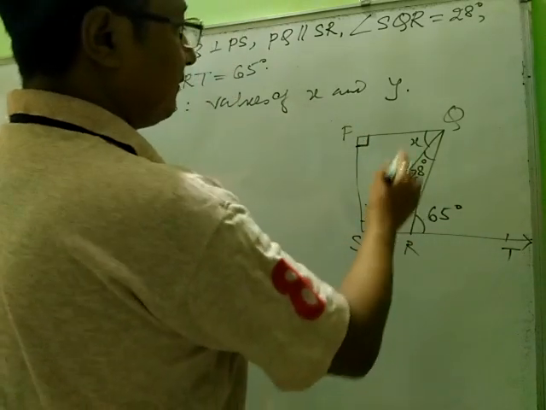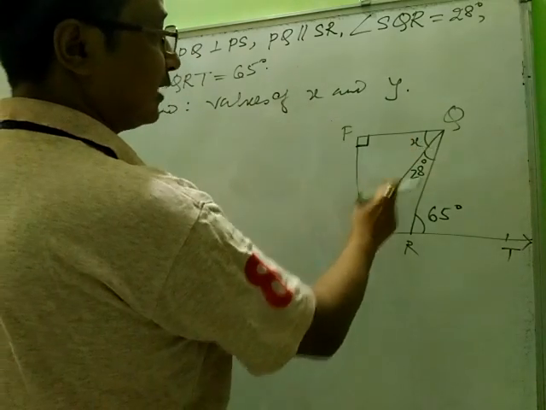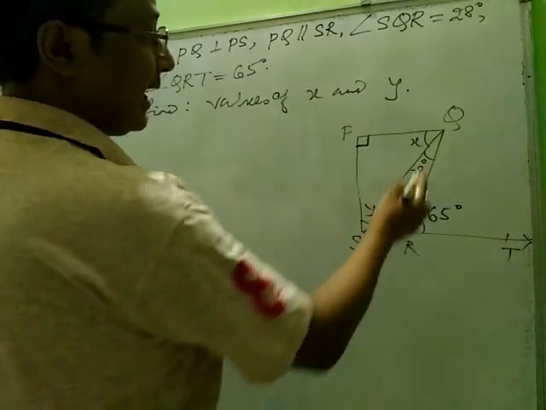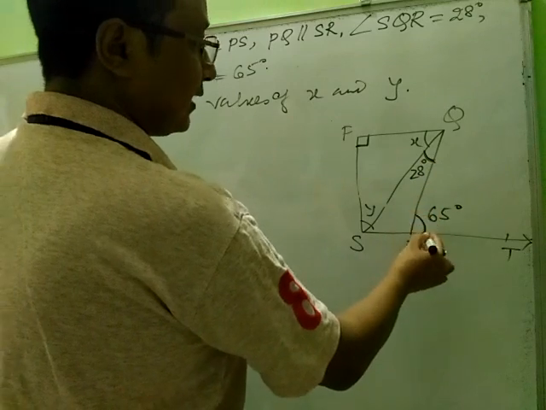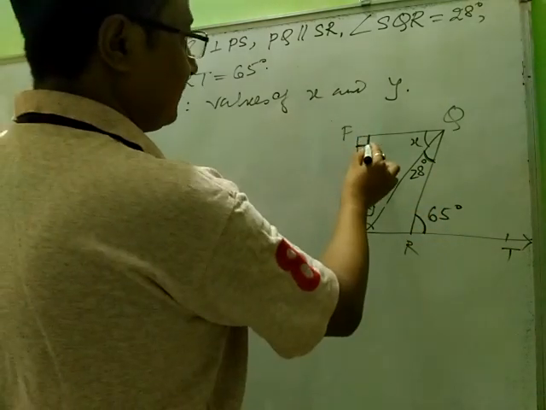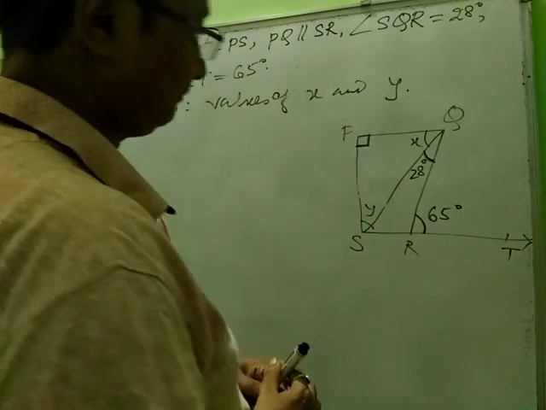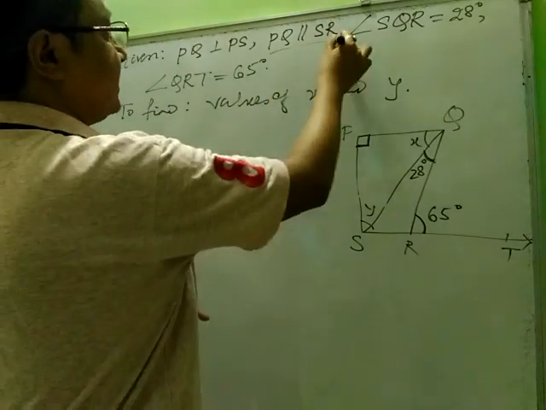Now here they have given us to find the values of x and y. So these two angles, this is x, this is y. You have to find these two measures. And here this angle is given as 28 degrees and this one is given as 65 degrees. Now here it is 90 degrees. Now, how to get it? Let us take the concept of parallel lines.